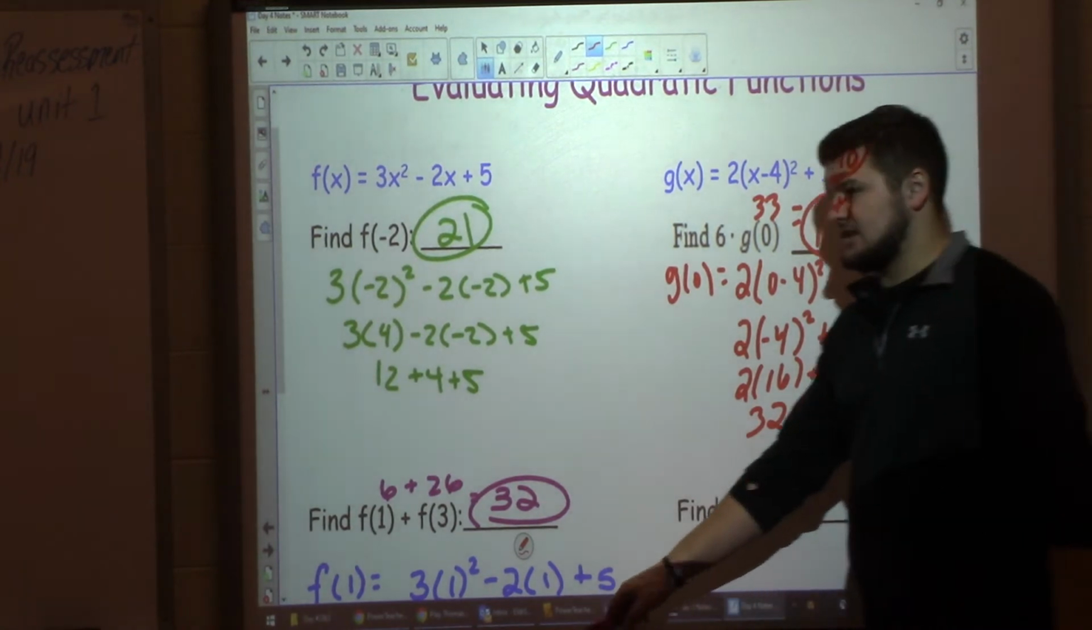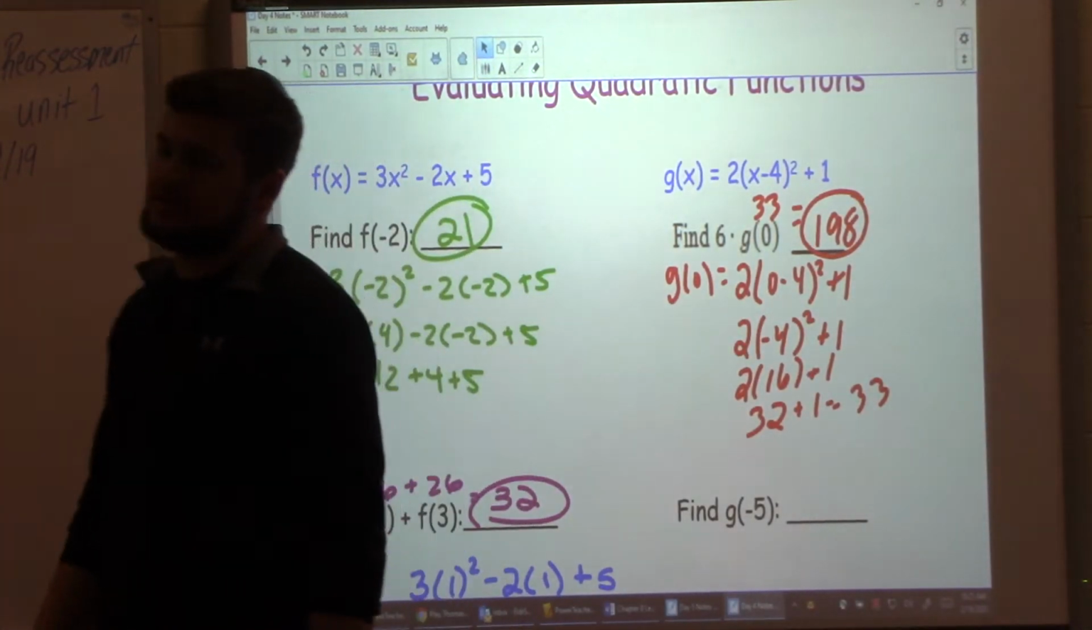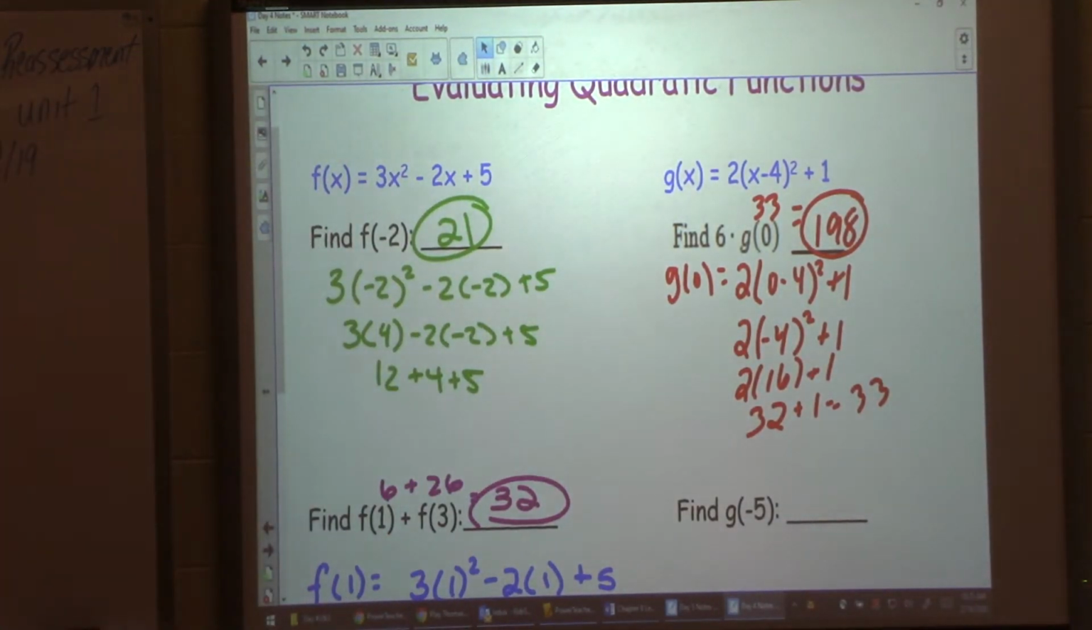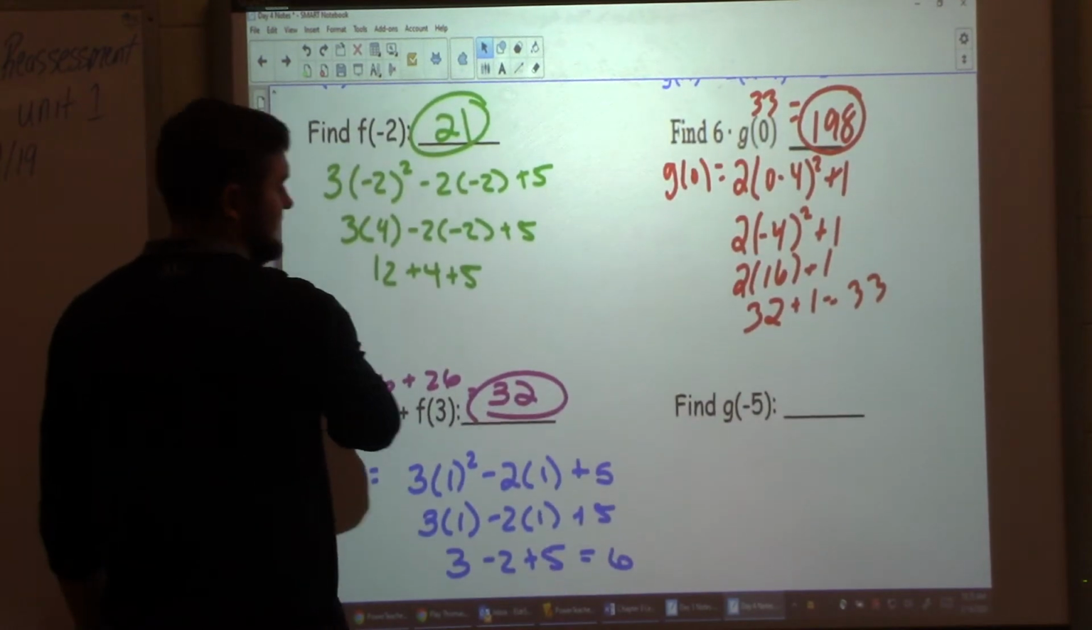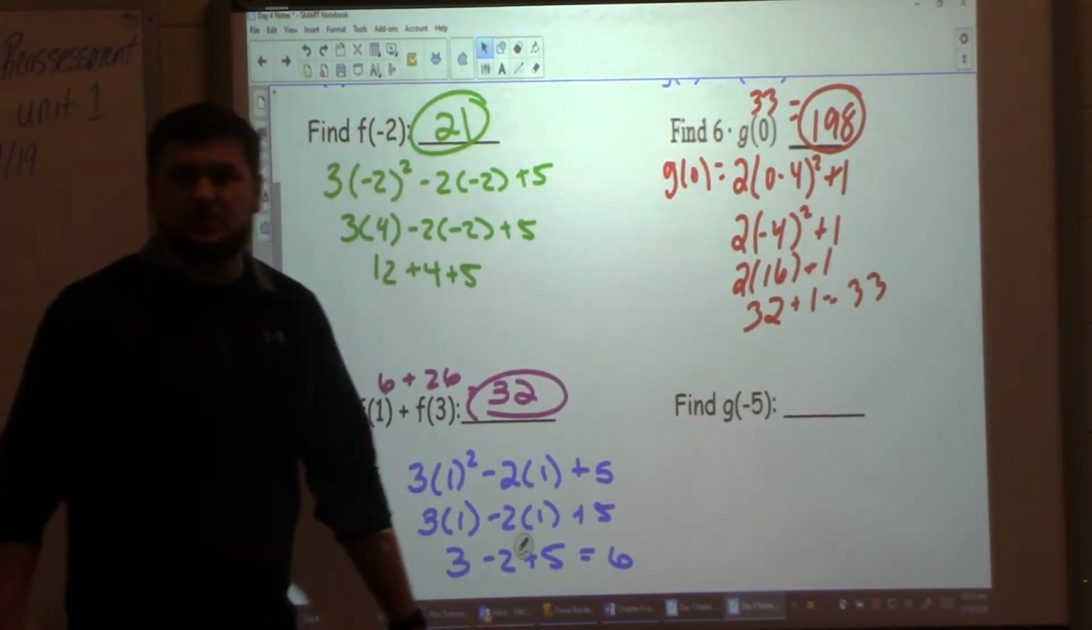Right? 6 times 30 is 180. 6 times 3 is 18. Add them together, you get 198. Okay, do the last one. G of -5. Do the last one.